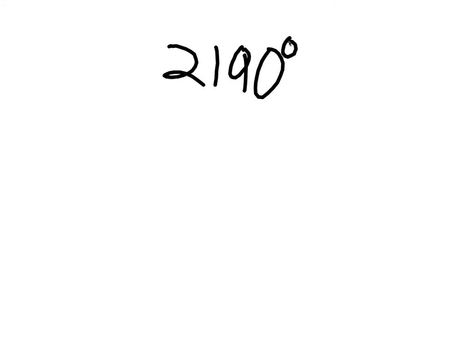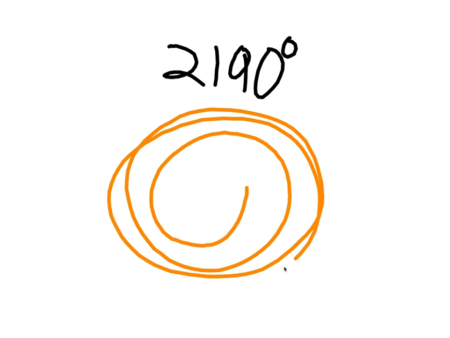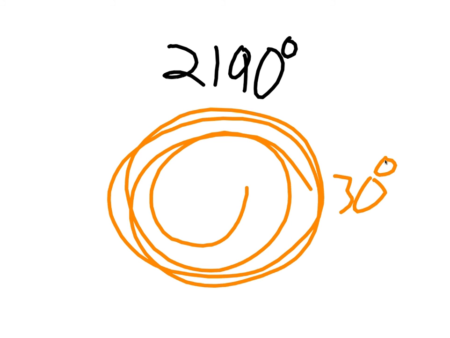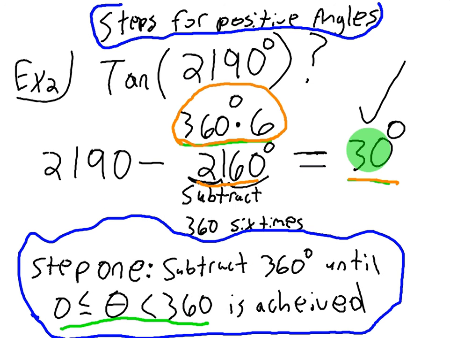Again, for a visual idea of what we're doing, with 2190 we have no clue where that's at on the unit circle, and the point of this lesson is to make it relevant and give some context to it. So subtracting 360 would be going clockwise, or sorry, counterclockwise. If we did that 6 times, kind of like a spiral, we would end up at 30 degrees. So that's what we're doing when we're subtracting multiples of 360. We ultimately just end up at 30 degrees.